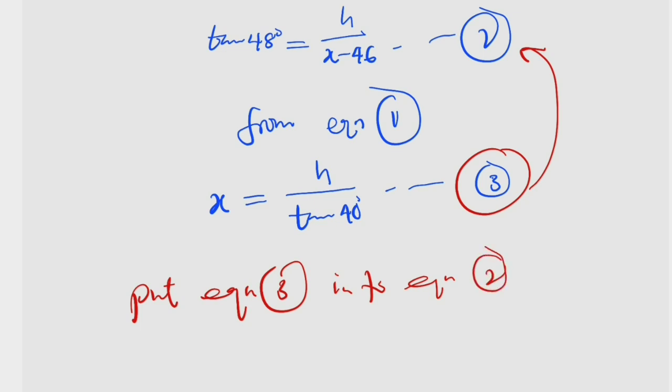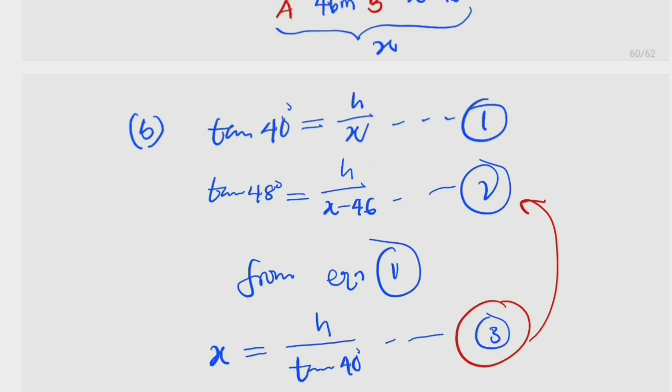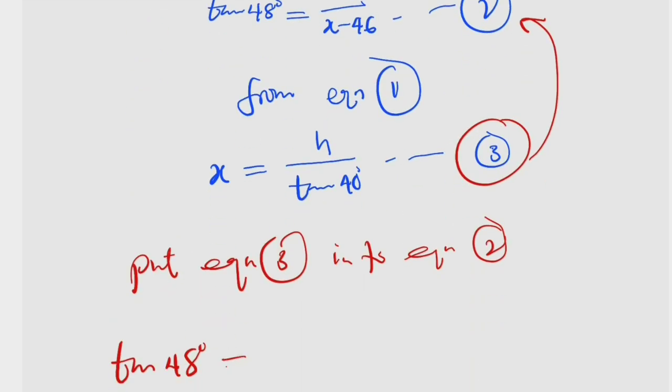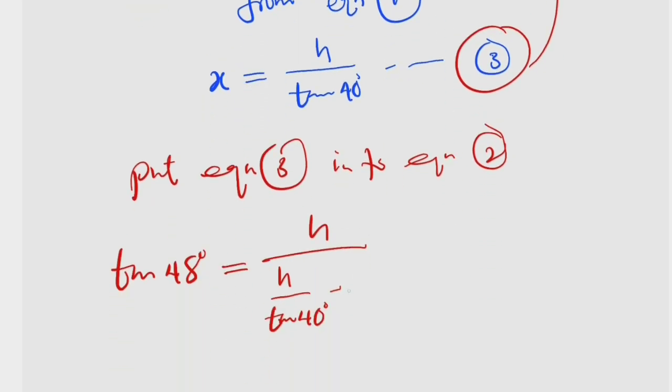So we put equation number 3 into equation number 2. Equation number 2 is tangent of 48 degrees equals h divided by x minus 46. X is now h divided by tangent of 40 degrees. Then remember, minus 46.